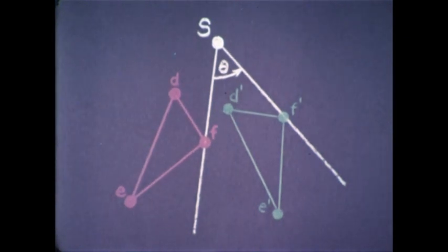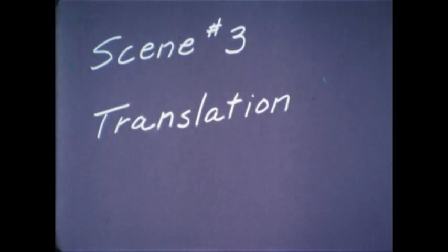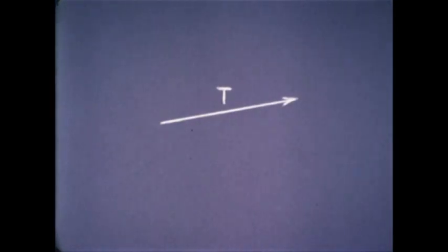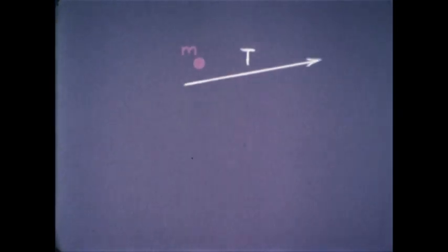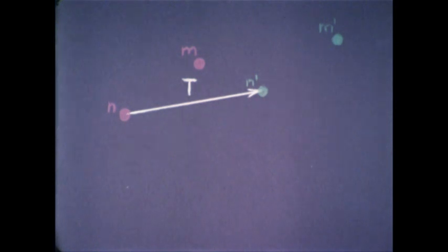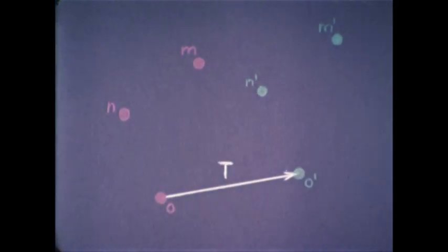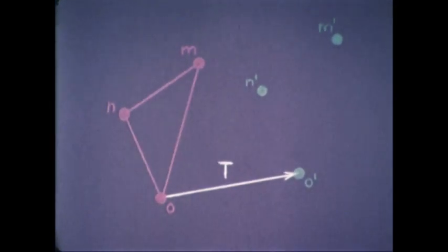A translation has the same sort of properties. Think of the entire plane as sliding. For every initial point, there is a final point. It's this correspondence which I call a translation. It preserves distance. It's one-to-one.